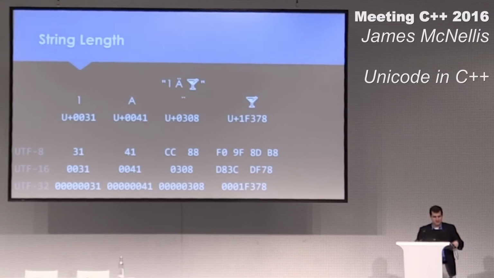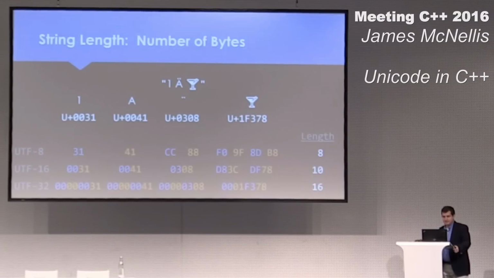So UTF-8, UTF-16, UTF-32. If by string length we mean the number of bytes in the string, well, it's going to be 8 bytes for UTF-8. You see I've colored alternate bytes differently. For UTF-16, it's going to be 10 bytes, and for UTF-32, it's going to be 16.